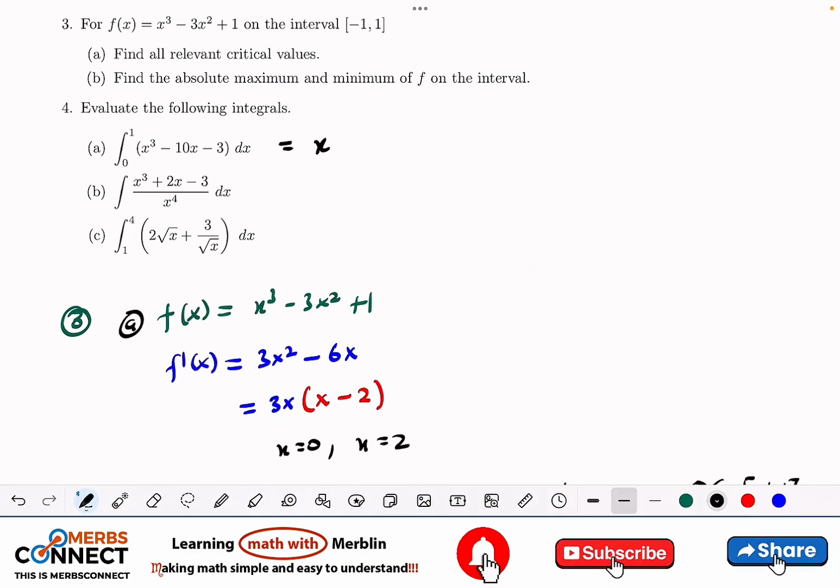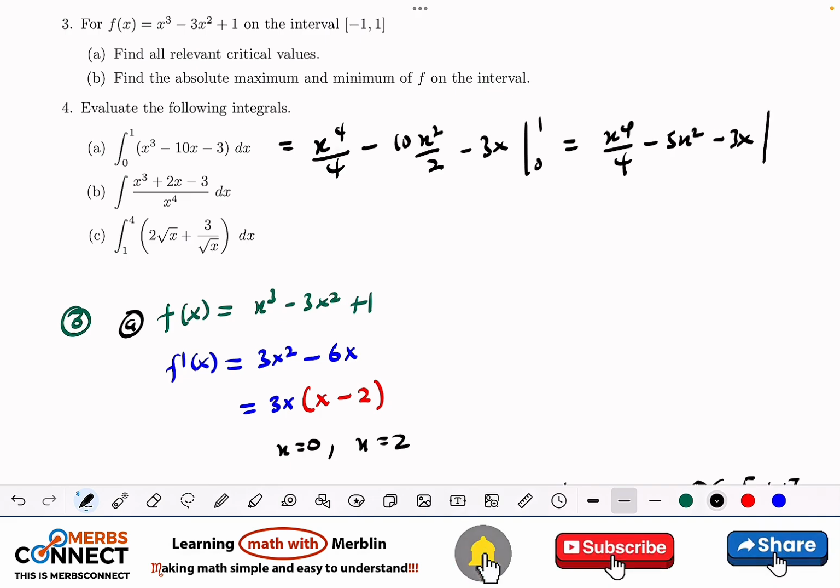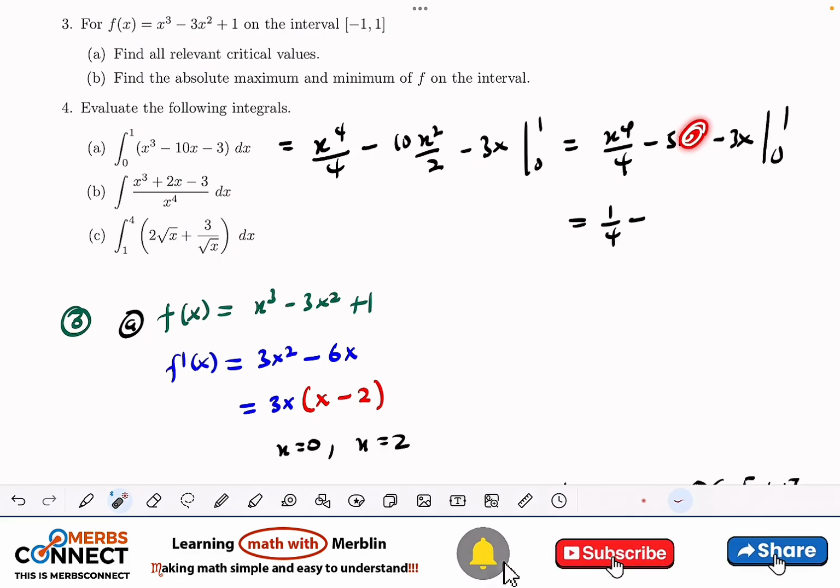x to the power 4 divided by 4 minus x to the power 2 divided by 2 minus 3x from 0 to 1. So if I want to simplify, this is x to the power 4 divided by 4 minus 5x squared minus 3x from 0 to 1. So I plug in 1 and I'm going to have 1 over 4, right? So I plug in 1 here. 1 to the power 4 is 1, so 1 over 4 minus. When I plug in 1 here, 1 squared is 1. 1 times 5 is also 5 minus.